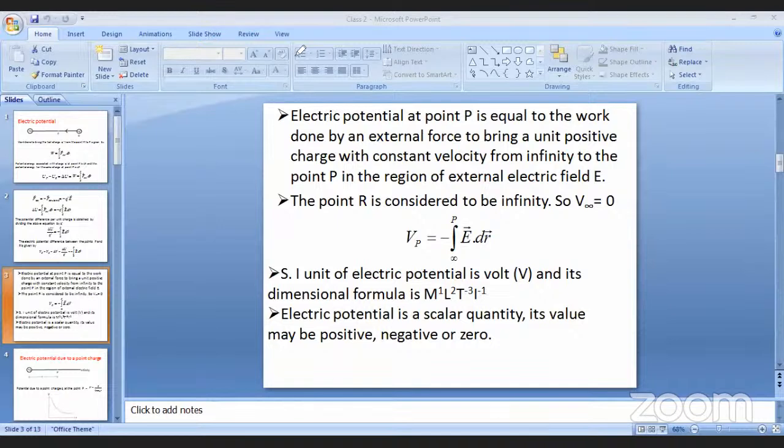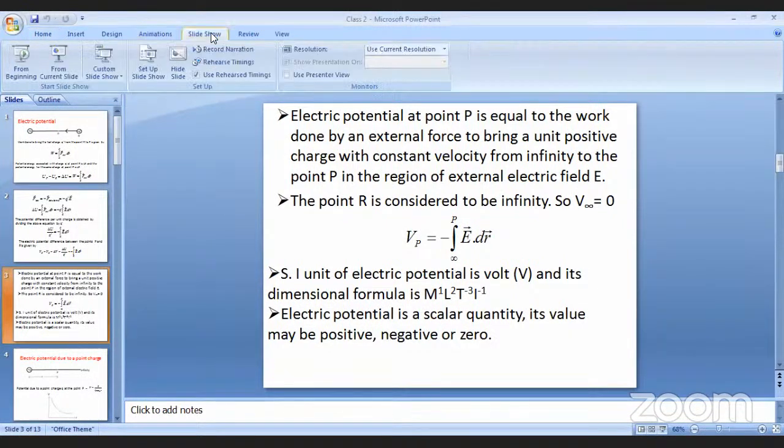Moreover, this electric potential is not a vector quantity, it is a scalar quantity. So the value of this potential may be positive, negative, or it may even be 0.